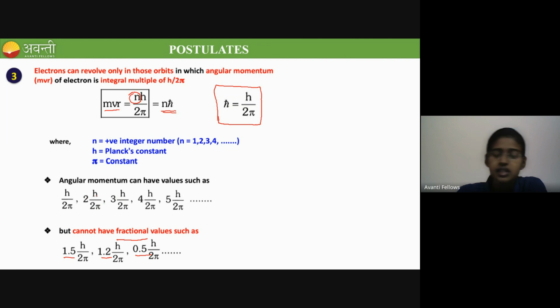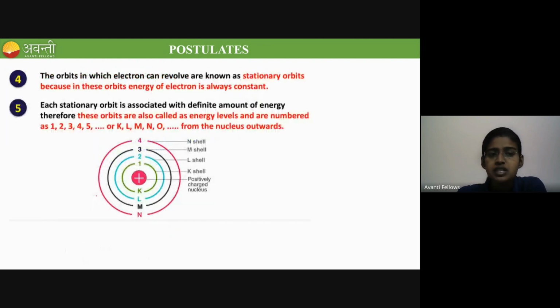Got it? Then coming to the fourth postulate, the orbits in which the electron can revolve. So it is revolving in that circular orbit. No? So those orbits are called a stationary orbit. Means it will not move. It will remain in a stationary place. Okay. Because in these orbits, energy of the electron is always constant. Energy of the electron is always constant.